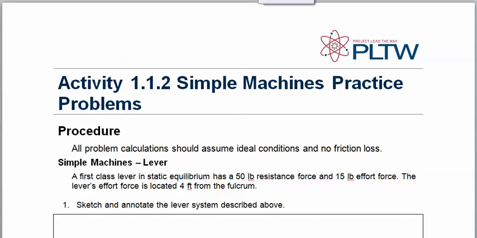Well, hello there. Today we're going to be working on some practice problems here from Activity 112, Simple Machines, and I'm going to be trying to work through these and help you work through them. So hopefully you guys have your sheet out and you could be working them at the exact same time to make it easier for you as we go forward with this and our upcoming lab.